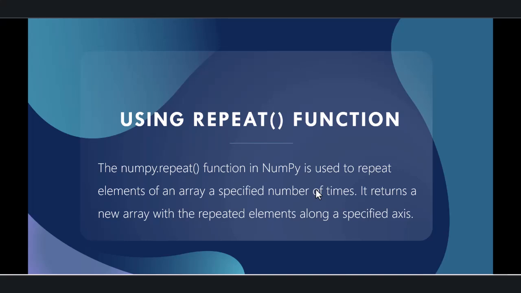We can define the number of times we want to repeat, and it will return a new array with the repeated elements, the number which we specified. With that number of repeated elements it will return a new array along the specified axis. This is how the repeat function helps us repeat the array. Now we will see how this works in an example.